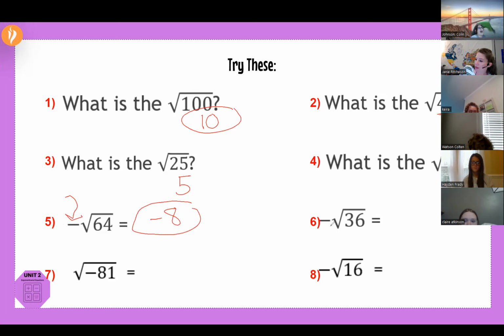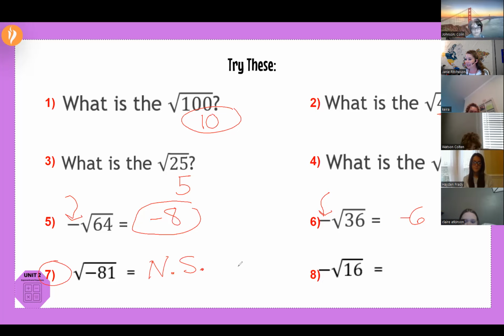All right, how about number 6? Ashlyn, what is the opposite of the square root of 36? Ashlyn won't speak to me either. -6, that's right. All right, number 7, Colin, what is the square root of -81? No solution. You are correct. No solution is the right answer.